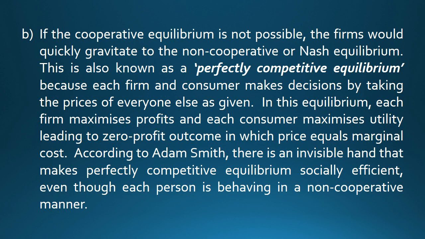B. If the cooperative equilibrium is not possible, the firms would quickly gravitate to the non-cooperative or Nash equilibrium. This is also known as a perfectly competitive equilibrium, because each firm and consumer makes decisions by taking the prices of everyone else as given. In this equilibrium, each firm maximizes profits and each consumer maximizes utility, leading to zero profit outcome in which price equals marginal cost. According to Adam Smith, there is an invisible hand that makes perfectly competitive equilibrium socially efficient, even though each person is behaving in a non-cooperative manner.